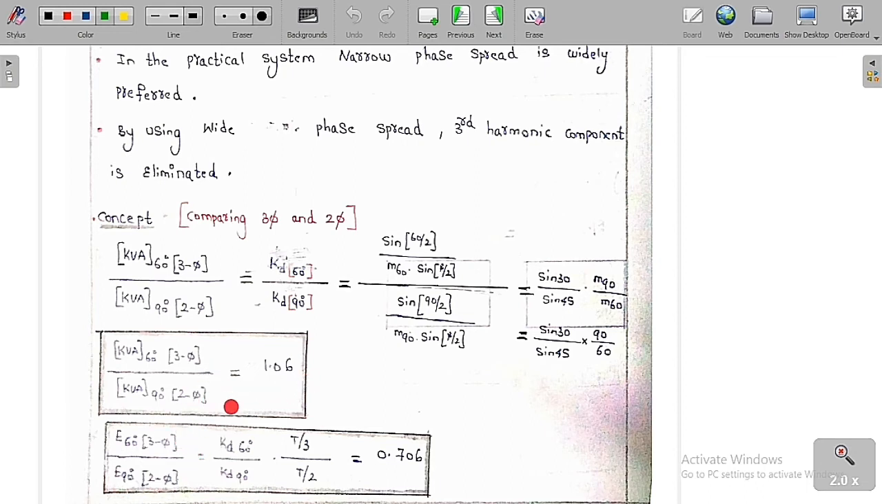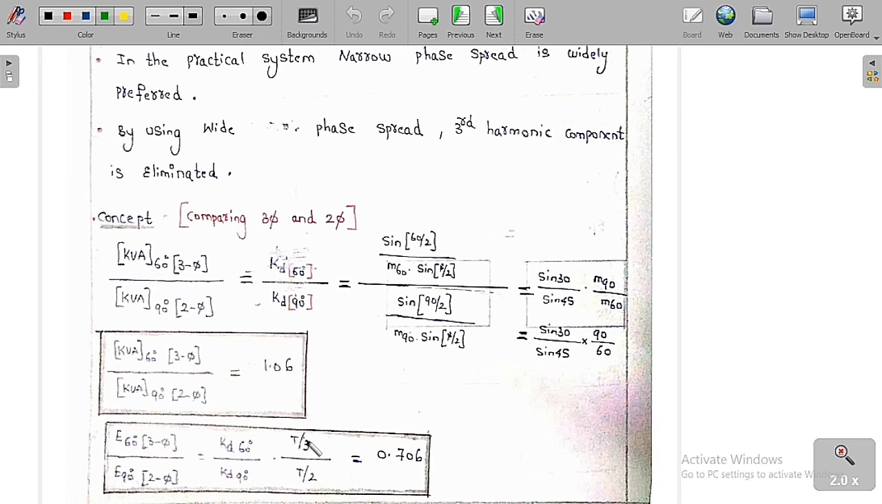Now in the same manner, we are going to find the EMF induced in the three-phase system and also in the two-phase system. The EMF induced in the three-phase system for 60 degree phase spread by the EMF induced in the two-phase system for 90 degree phase spread: as I've always told you, EMF is directly proportional to the product of the distribution factor and the turns per phase, which is KD for 60 degree phase spread by KD for 90 degree phase spread, into turns per phase.